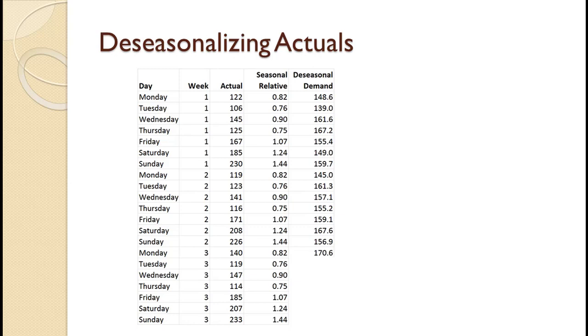140 divided by 0.82 equals 170.6. 119 divided by 0.76 equals 156.1. 147 divided by 0.90 equals 163.8. 114 divided by 0.75 equals 152.5. 185 divided by 1.07 equals 172.1. 207 divided by 1.24 equals 166.8. 233 divided by 1.44 equals 161.8.